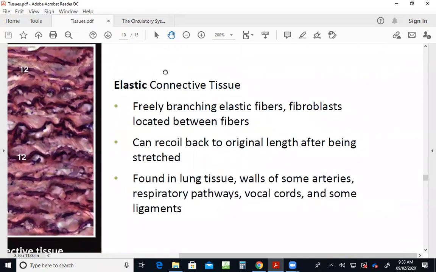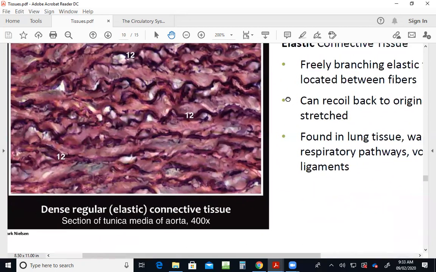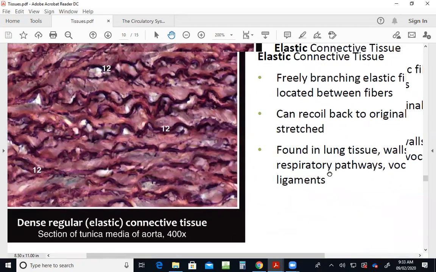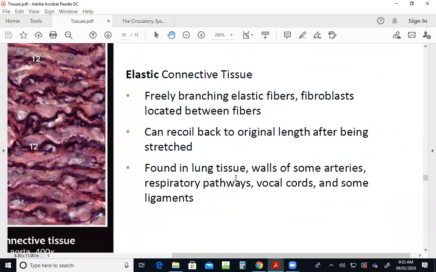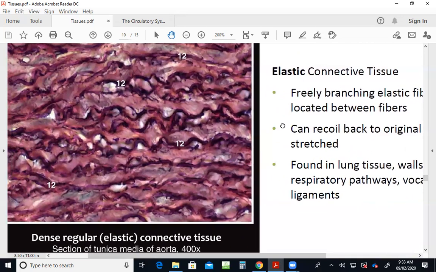And then finally, our last of the dense connectives is elastic connective, or you'll see it listed as dense regular elastic in parentheses. I'll just call it elastic connective. It's like the top one there with collagen, except it's elastic fibers and elastic connective tissue. Makes sense, I hope. Okay.